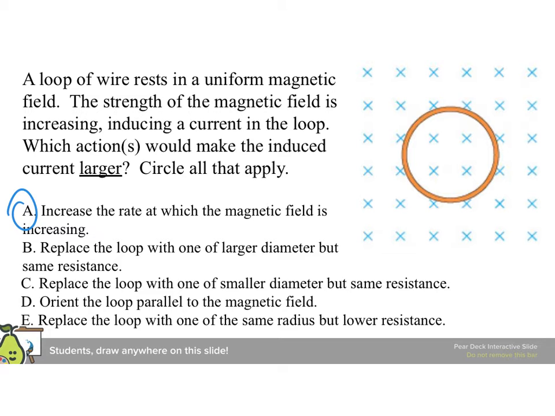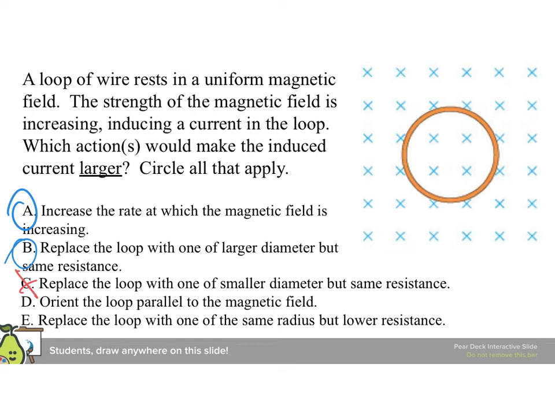Replace the loop with one of larger diameter but the same resistance. Would that work? Yeah, that would work too, because if it's a larger diameter, it has larger area, and although we're not changing the rate at which the field changes, we are changing the area. So the flux would be larger, so the change in flux would be larger, so we get a larger current. That, of course, means that the other way would not work. If we had smaller diameter but the same resistance, then we'd have a smaller change in the flux, and so it would actually be pointing the other way. Delta flux over delta t would be smaller.